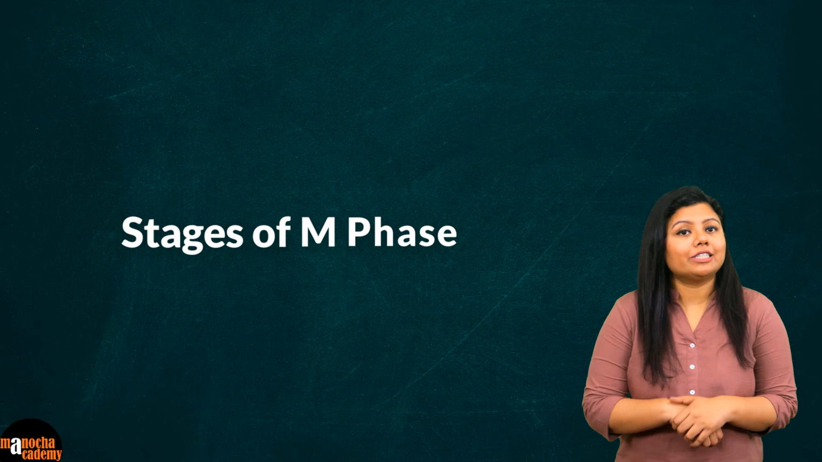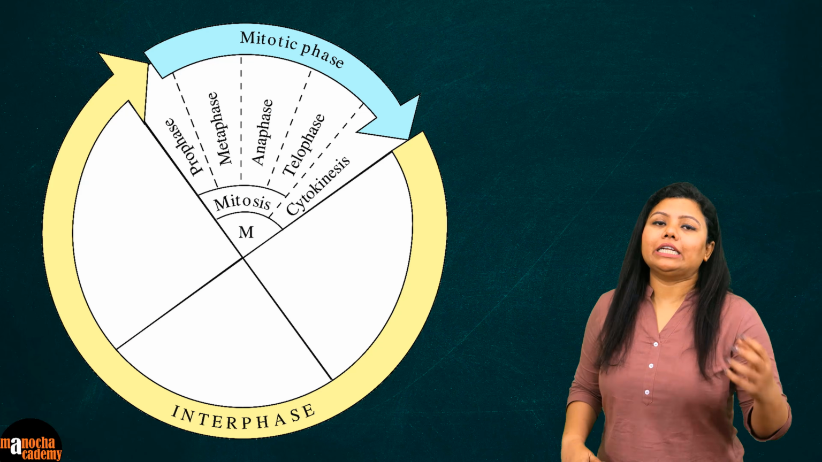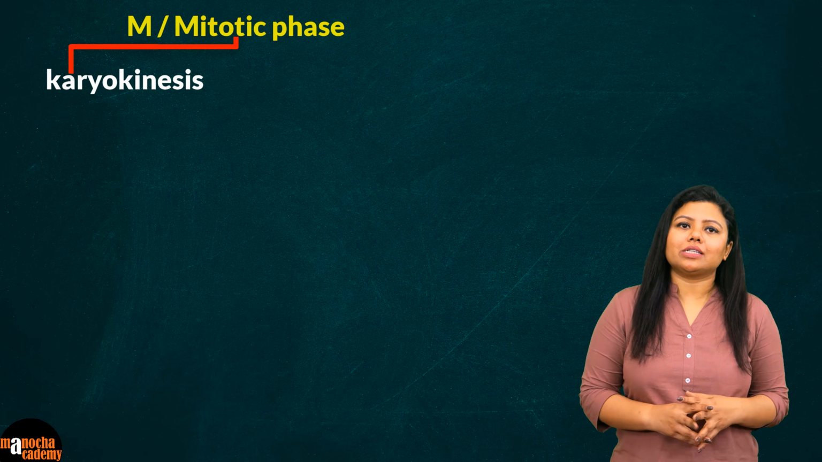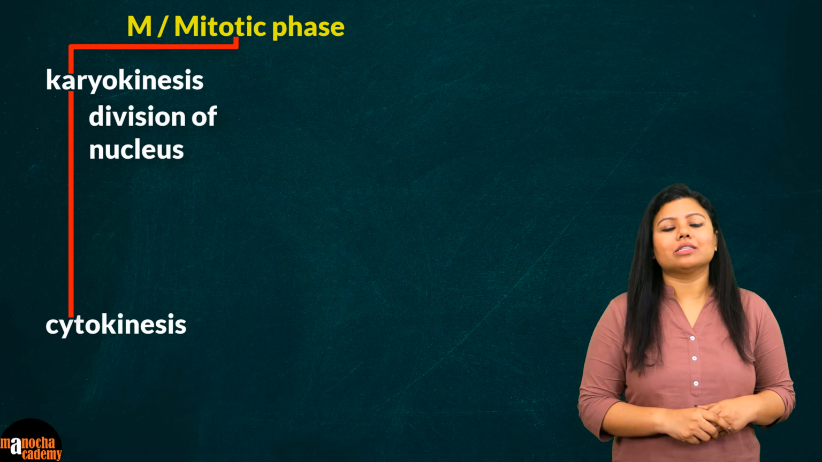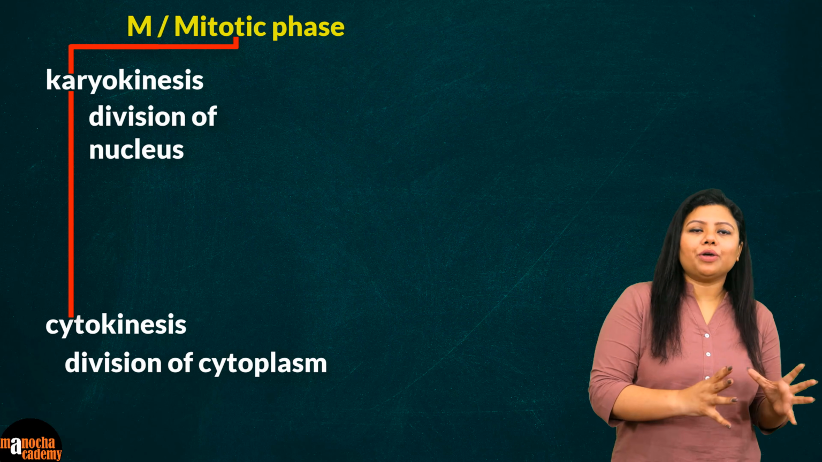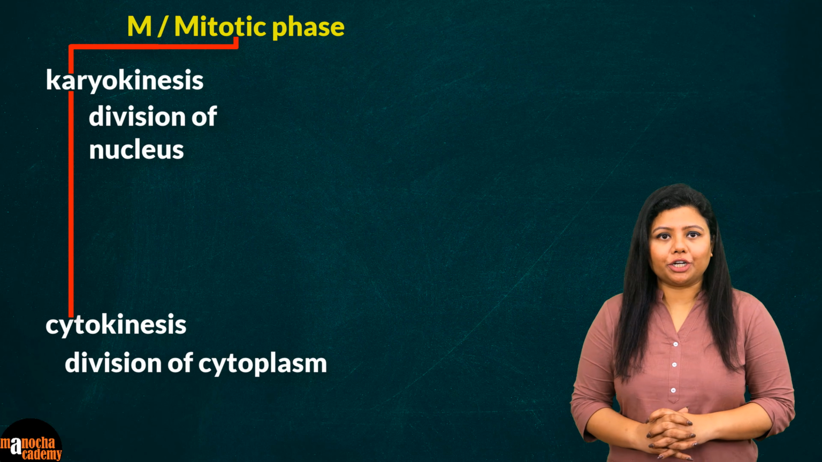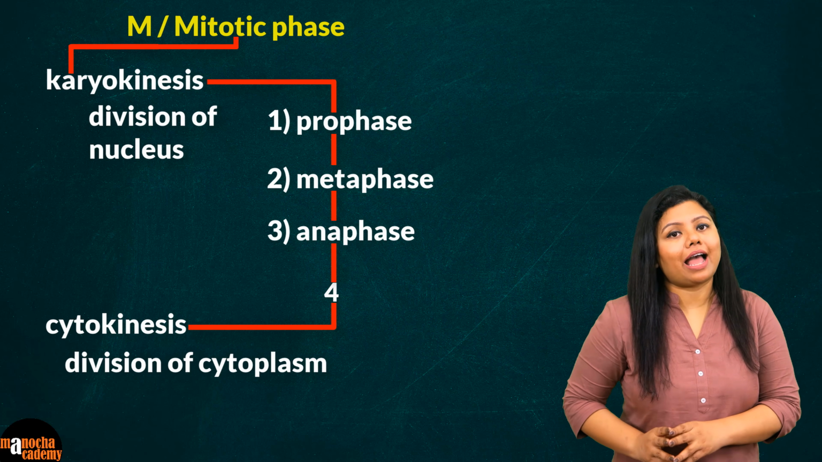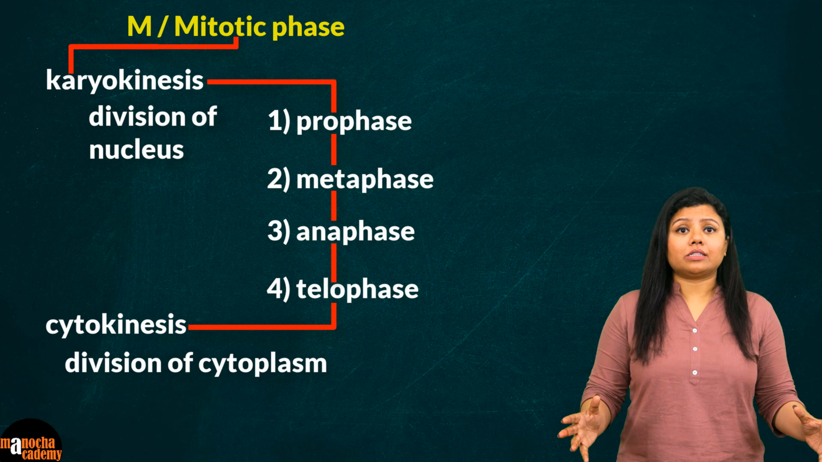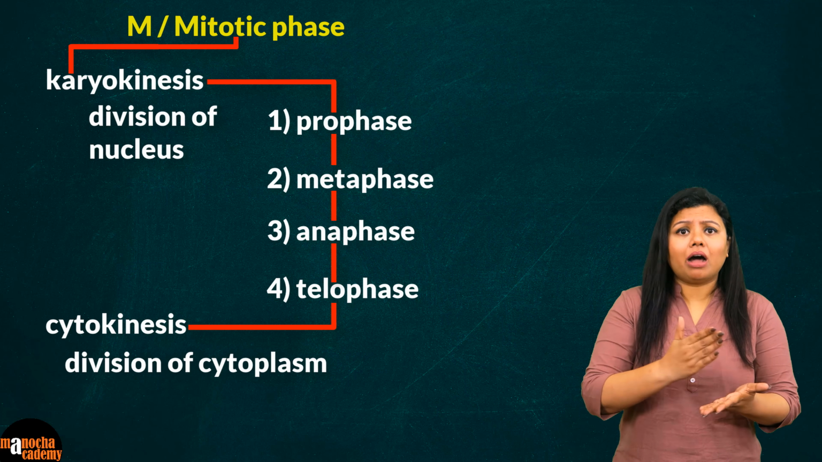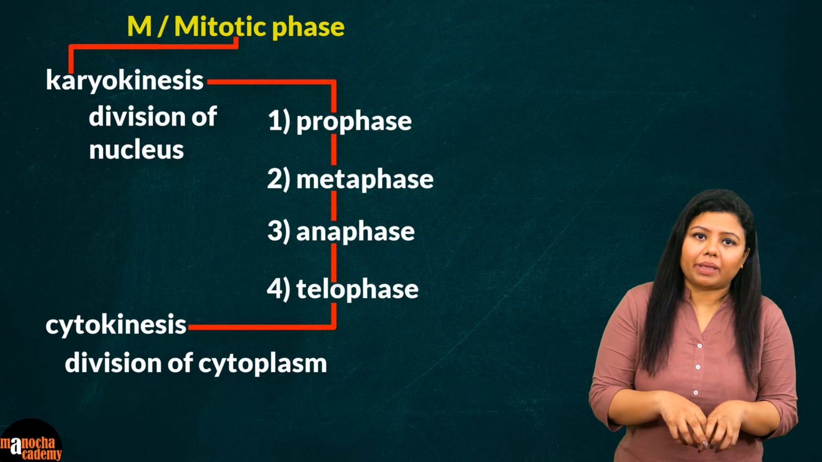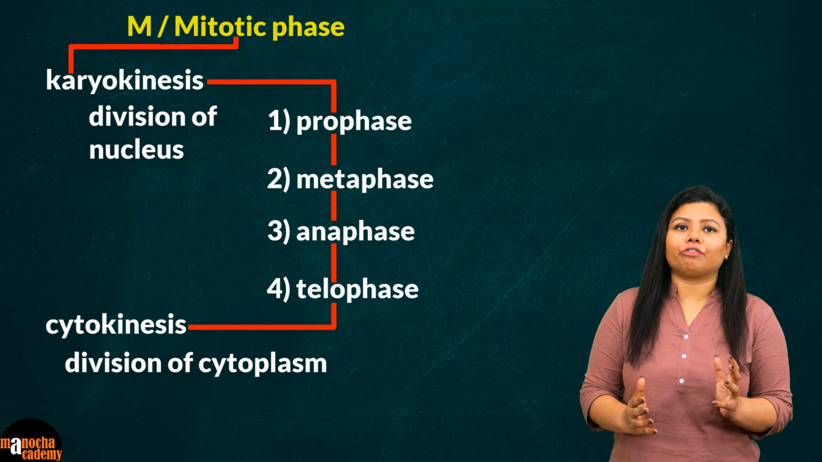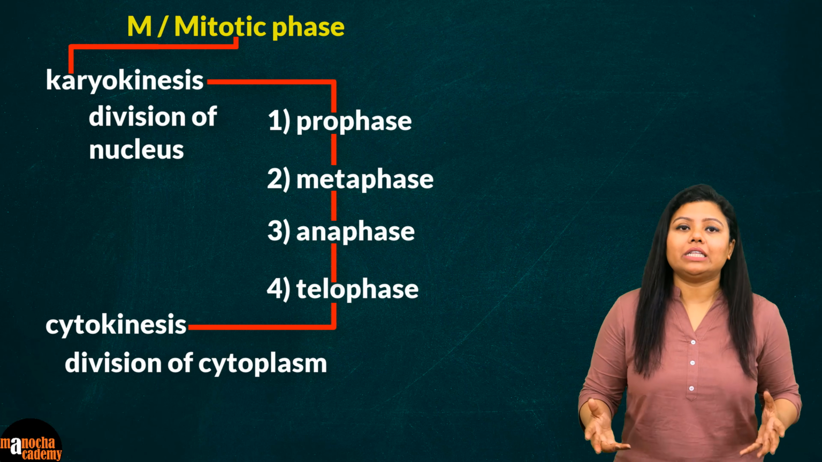So what are the different stages of mitosis? After interphase, the M phase, that is the mitotic phase, can be divided into karyokinesis, that is division of the nucleus, and cytokinesis, that is division of the cytoplasm. Now karyokinesis in case of mitosis can be divided into four subphases: prophase, metaphase, anaphase, and telophase. While these phases are not absolutely demarcated from each other, they are overlapping, but still they have some specific characteristic features on the basis of which we can define or describe these stages.